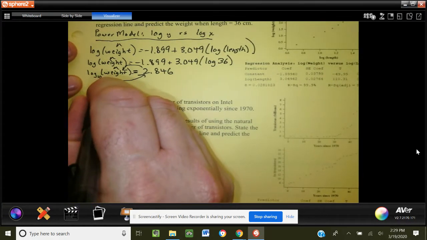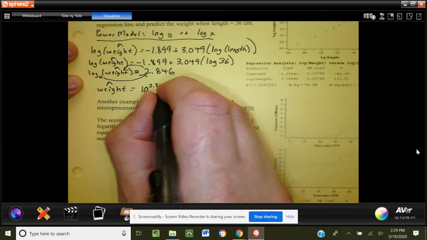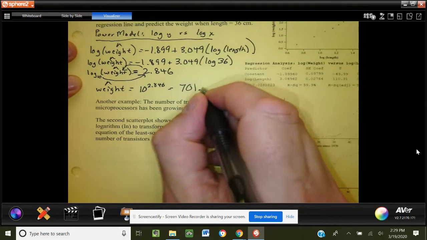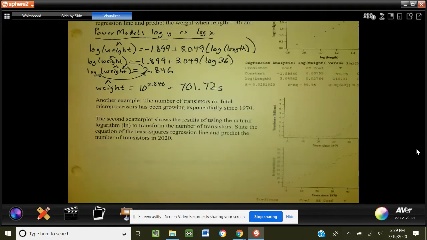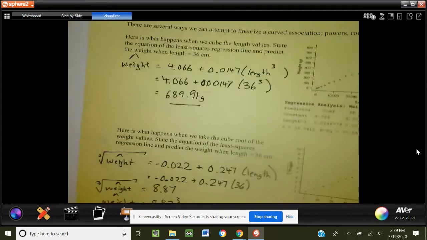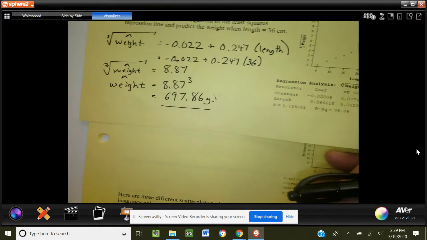So my predicted weight would be 10 to the 2.846 power, which is about 701.72 grams. Okay. If you look at what we did with the other models, again, it's pretty close. The first time with y versus x cubed, it was 689.91. With cube root of y versus x, it was 697.86.